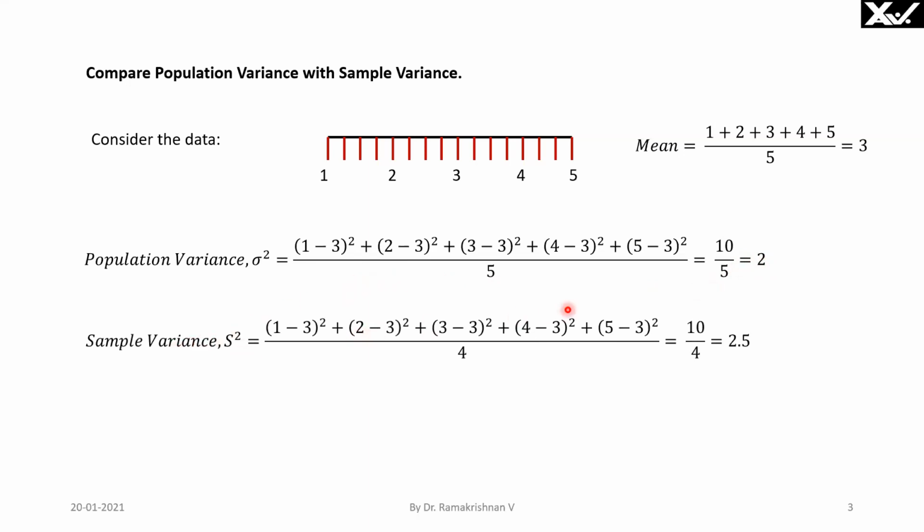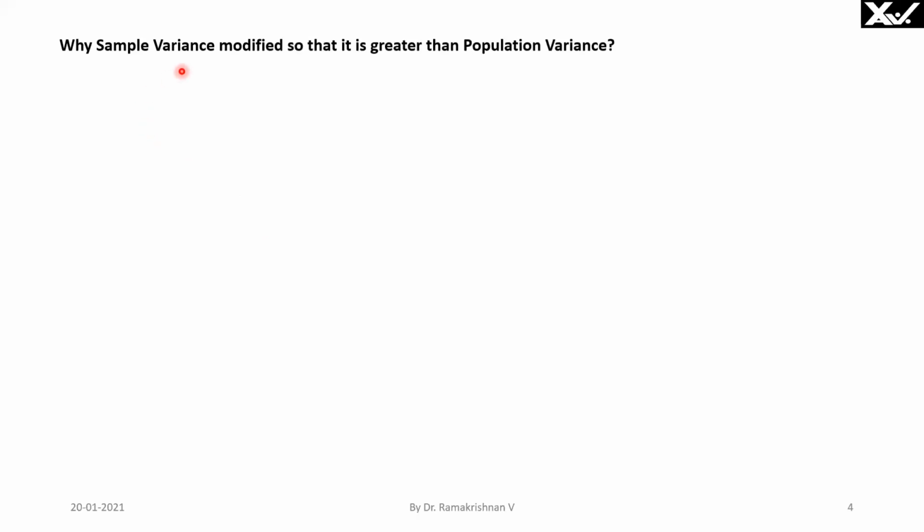Sample variance, numerator is same, but the denominator is n minus 1. Therefore, 5 minus 1 is 4. Sample variance is 2.5. Now, why is sample variance modified so that it is greater than population variance? Because we get population variance as 2, sample variance as 2.5. Why are we having different formula?